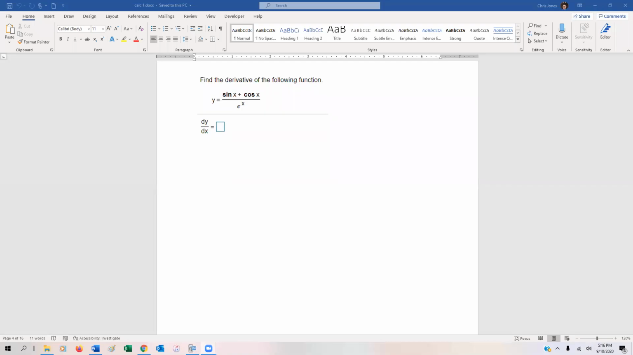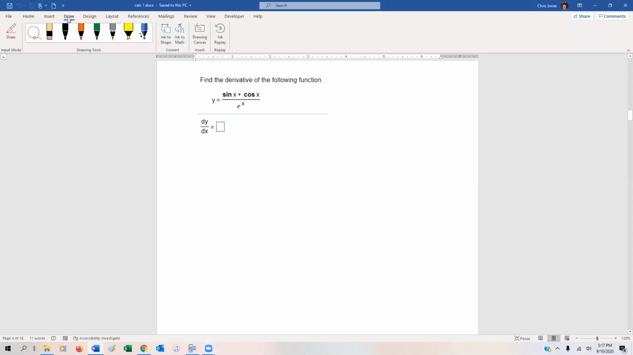Just a few more examples of being able to work with these trigonometric functions. So we have y equals (sine x plus cos x) over e to the x, and we're looking to find the derivative of that. Again, what we notice is that we're going to have to utilize a different rule because now we have a quotient of two functions. So we're going to have to use, not surprisingly, the quotient rule.